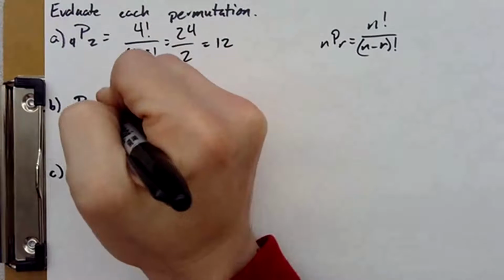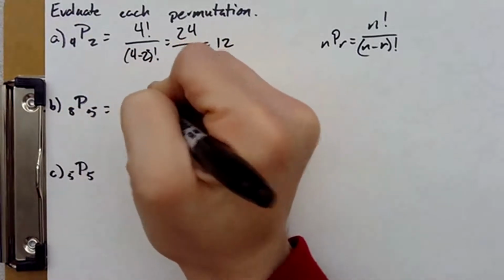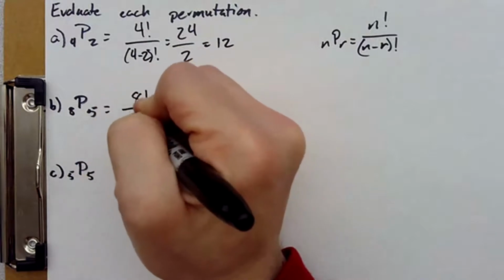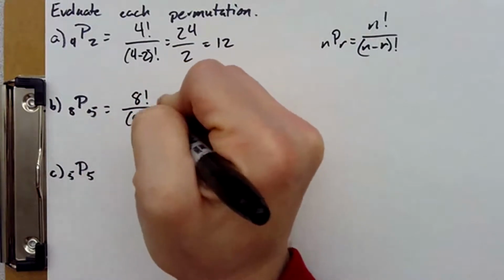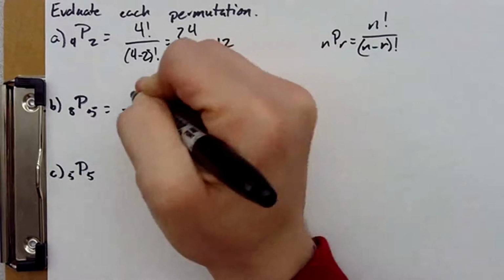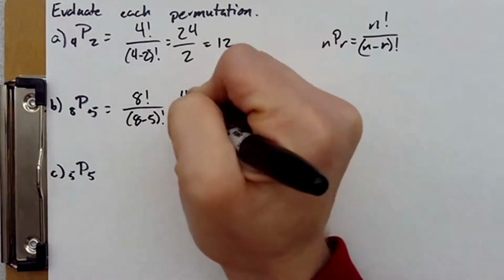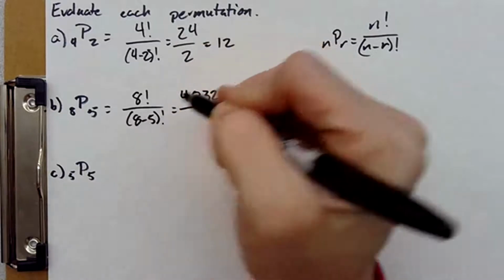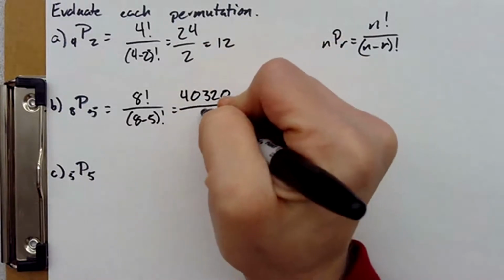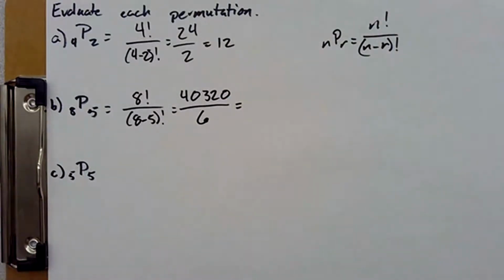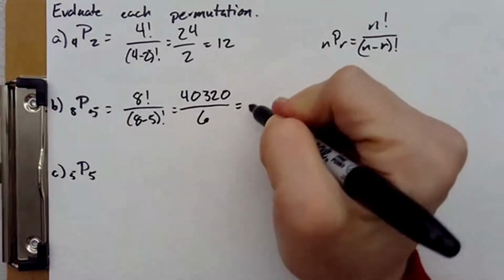8 pick 5 is 8 factorial over 8 minus 5 factorial. So that's 40,320 divided by 8 minus 5 is 3 factorial, which is 6. Plug that into a calculator, and we get 6,720.